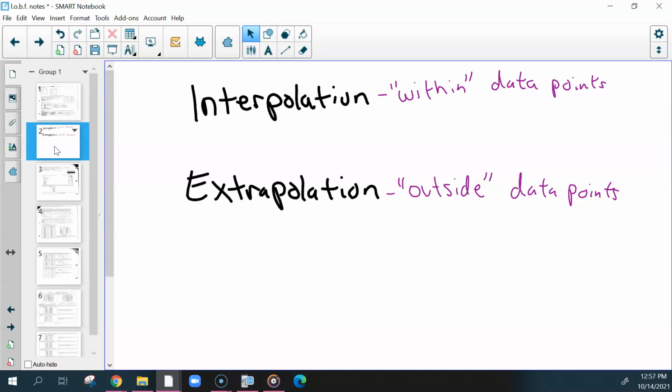When we are dealing with sets of data, we do one of these two things. We either use interpolation or we use extrapolation. When we interpolate, we're looking for data points within a set of given data. When we extrapolate, we're looking for points outside of our given data. I'm going to show you a couple of examples of when we did either of these things.